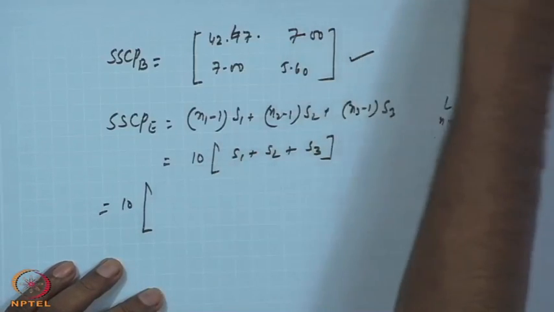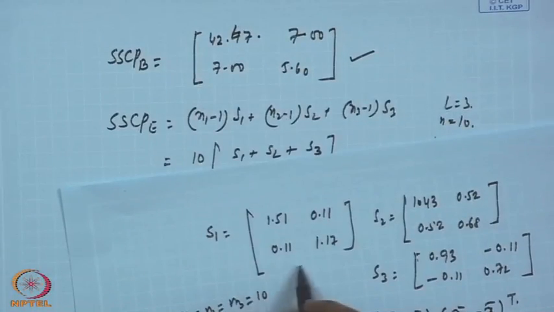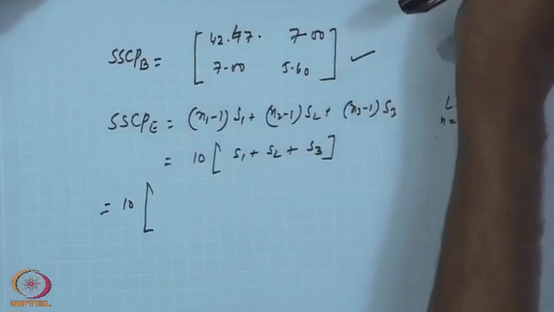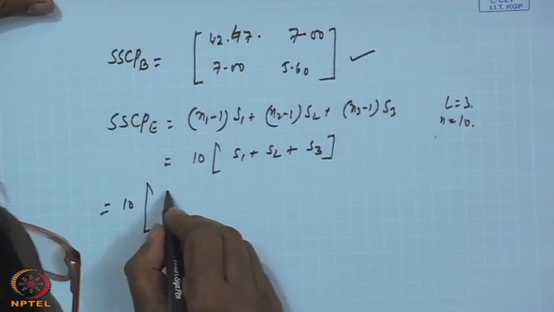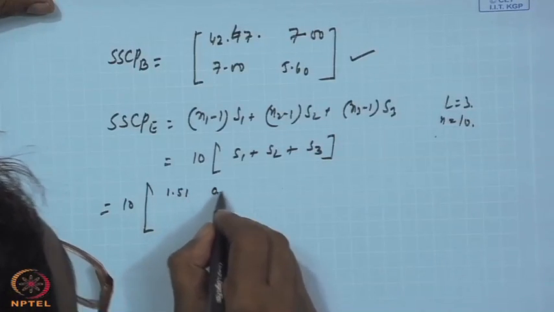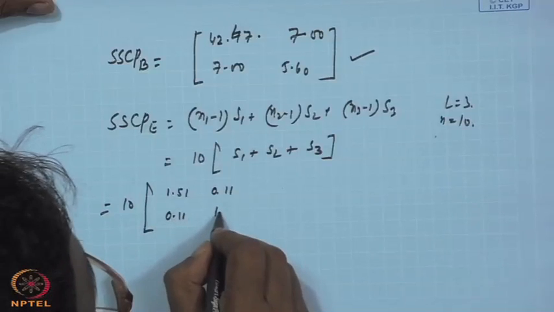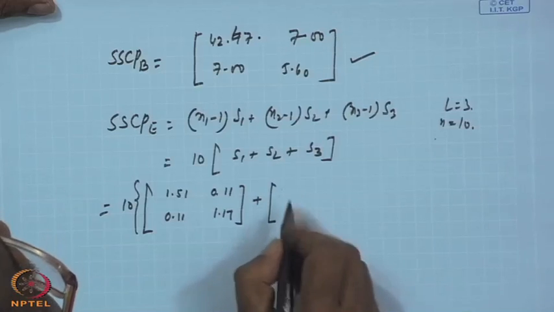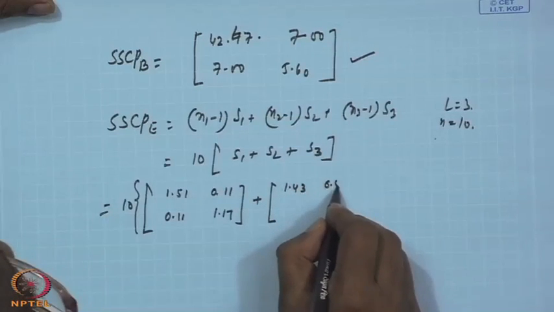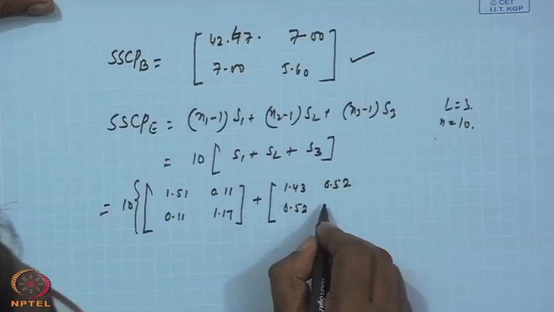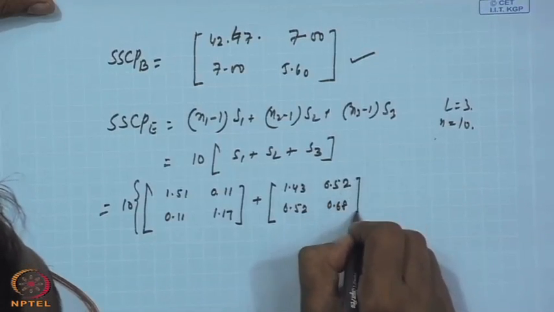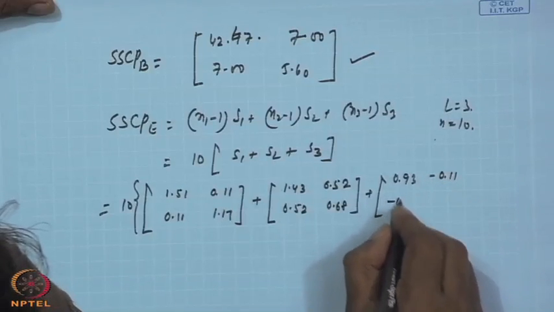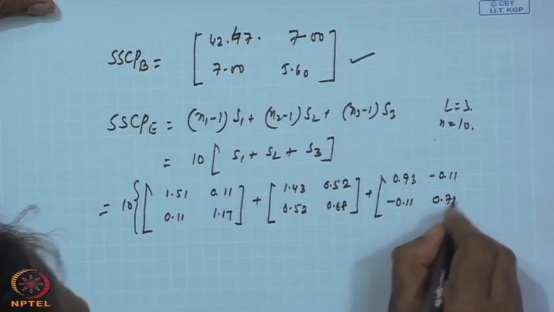What is our S1? You see, our S1 is this, S2 is this, S3 is these 2 cross 2 matrices. So, you write down. S1 is 1.51, 0.11, 0.11, 1.17. So, plus 1.43, 0.52, 0.52, 0.68 plus 0.93, minus 0.11, minus 0.11, 0.72.